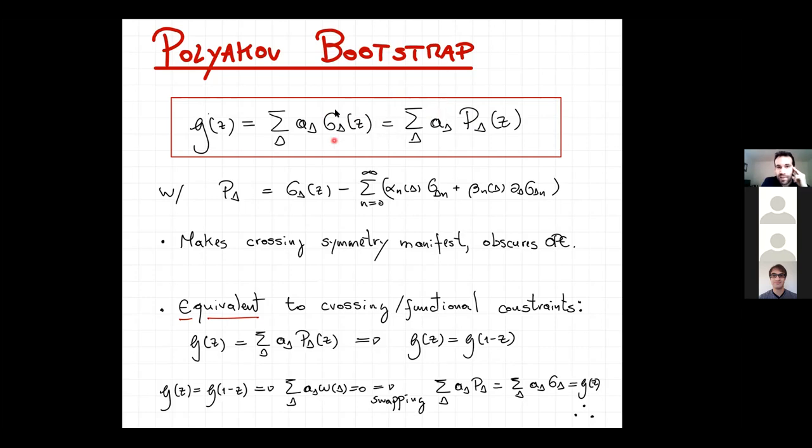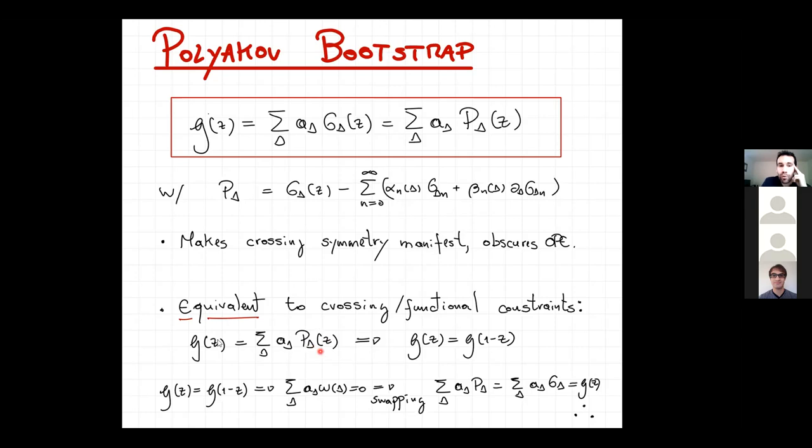So let us prove that this statement is actually equivalent to the crossing equation. Well, the implication in one sense is trivial. If the Polyakov bootstrap is true, then G admits a representation of this form. And since each term is crossing symmetric, the correlator is crossing symmetric. Okay? So the implication in one sense is trivial.